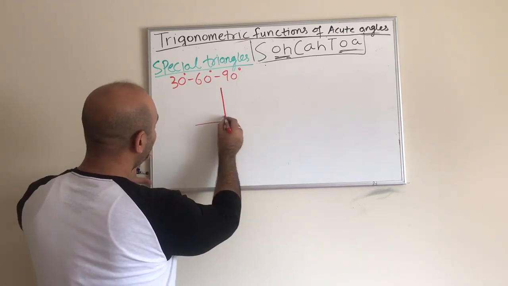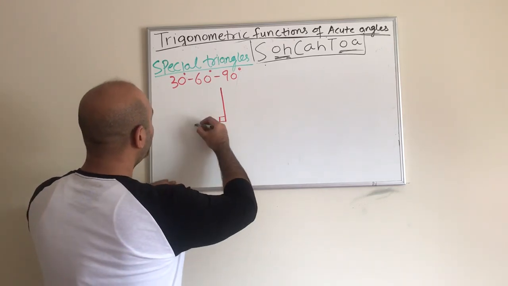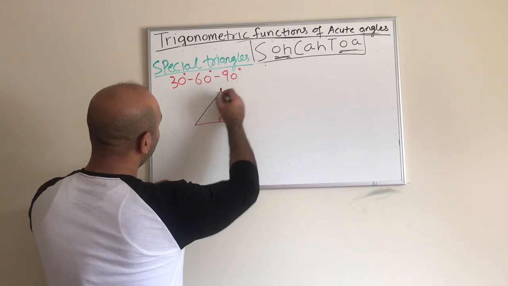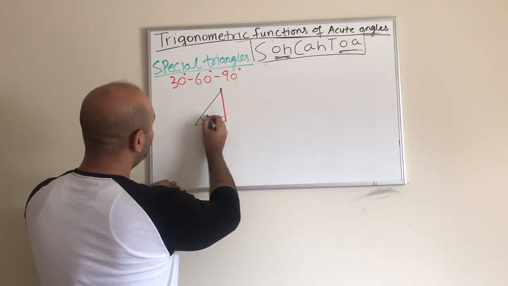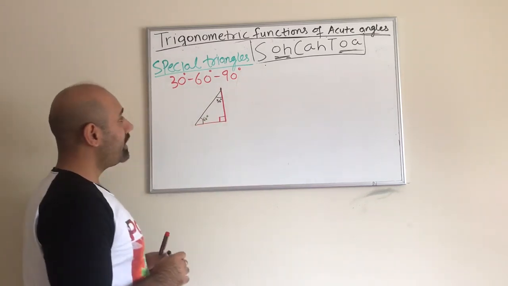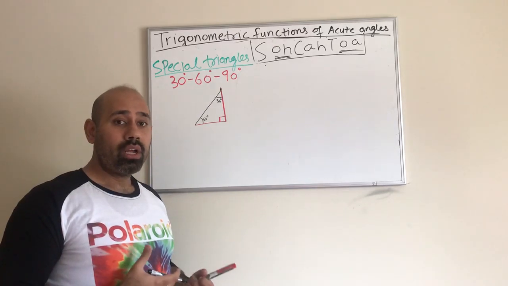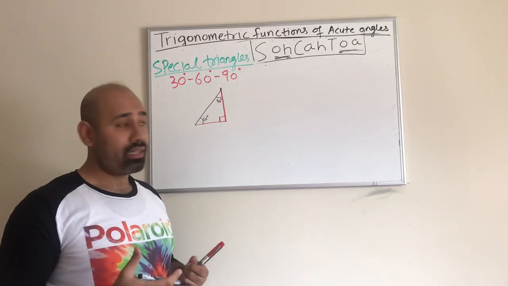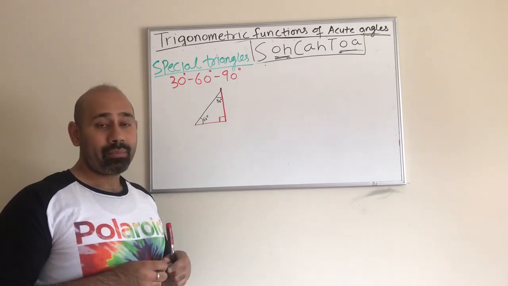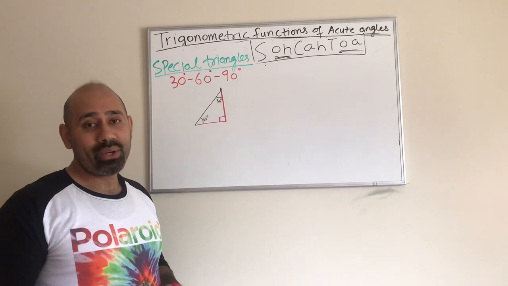So this is my 90 degrees right here, and then I'm going to join this, and let's say this is my 60 degrees right here, and this is my 30 degrees. So this is my 30 60 90 triangle. Our goal is to figure out the trig ratios for 60 degrees and for 30 degrees, but there's no relationship here between any given angle and the side opposite to it, and we don't know any of the three sides.